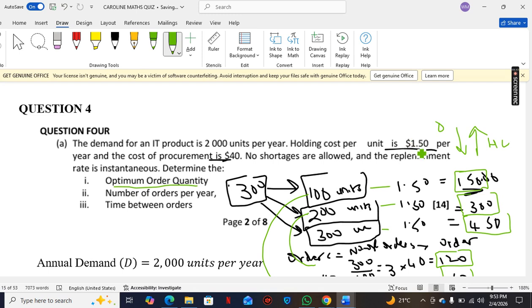Holding cost $1.50. Holding costs, these are costs to store your inventory, okay? Like for example, rent for the warehouse, lights and electricity bills for the warehouse, okay? Insurance for the products, salaries for the guards who are taking care of the warehouse. Those are holding costs.